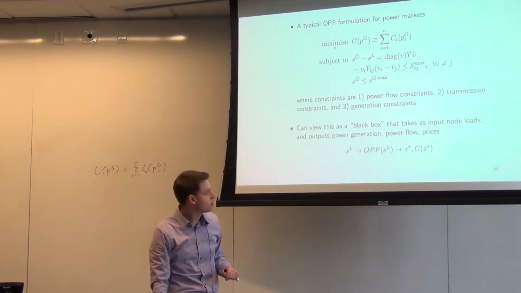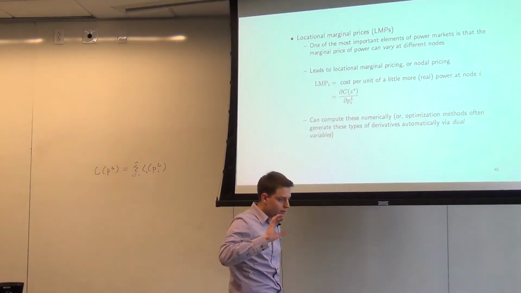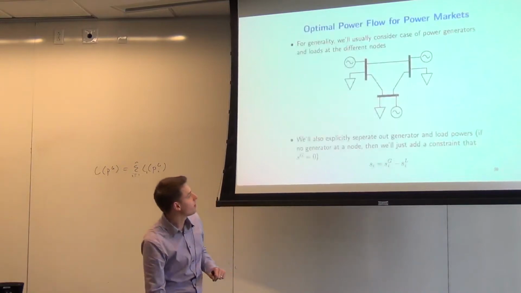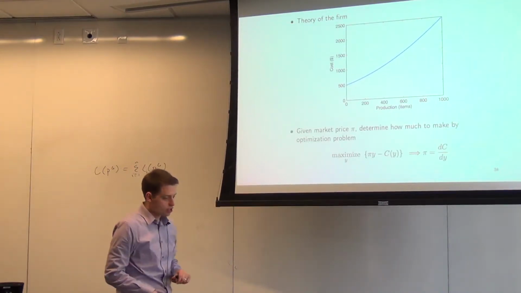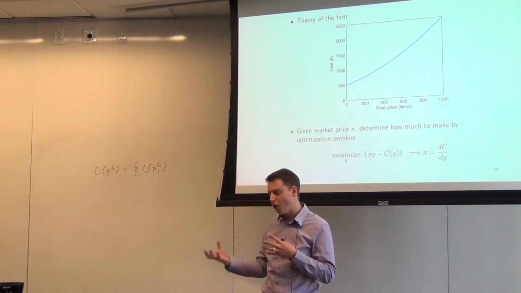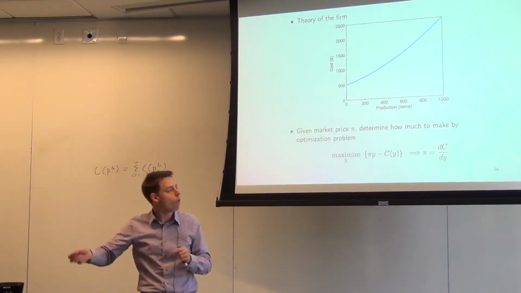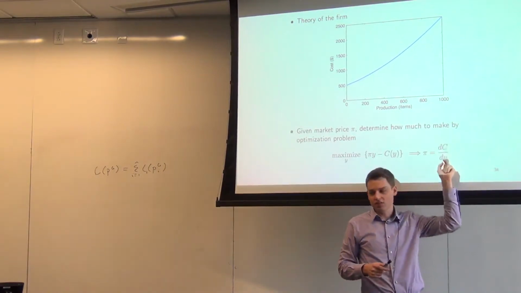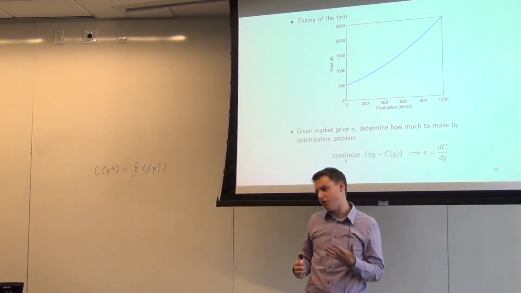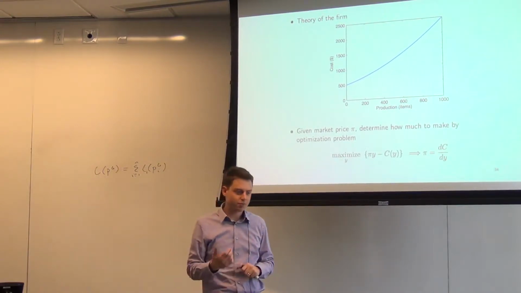And this leads us to the notion of what's called a locational marginal price. In standard economics, remember I drew this figure a few slides ago showing that for a simple firm, there's some market price, and you generate up to the point at which the marginal price, that is the price to make one more good, equals the market price. This looks a little bit different, and this is traditional economics here. This looks different in a very interesting way in power markets.